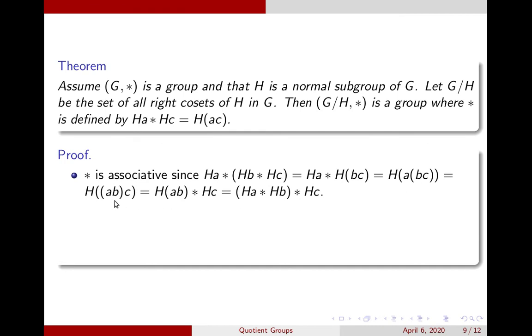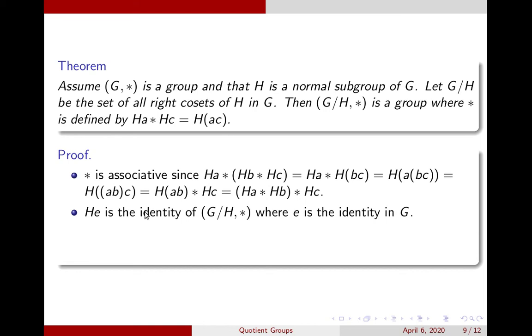Since the associative law is true in G, we can rearrange the parentheses. This will be the right coset determined by (a times b) times c, with the parentheses in this orientation. And now we use the definition of star two more times to end up with (Ha star Hb) star Hc, with the parentheses inserted the other way.